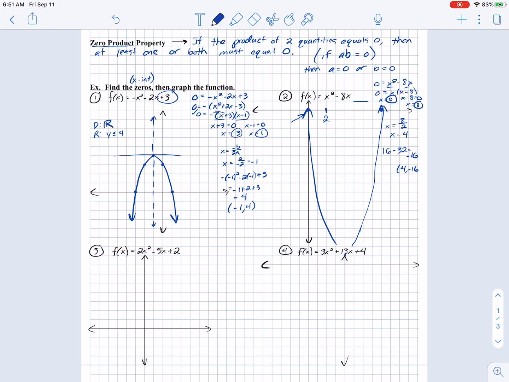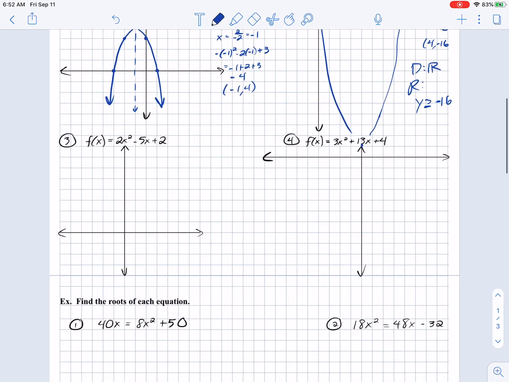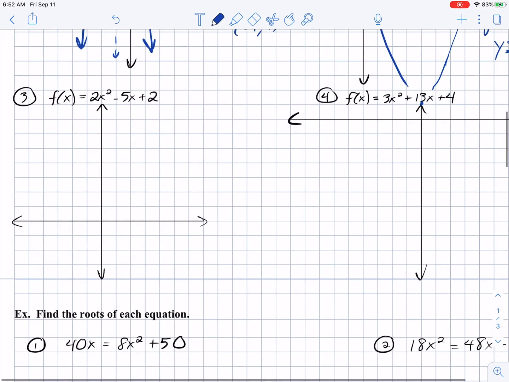Let's list the domain and range. Domain would be all real numbers. Range would be y is greater than or equal to whatever the y coordinate is of your vertex, so -16. Okay, why don't you guys try 3? 3 is tough because you're going to get some fractions for your vertex, okay? But you guys got it, and remember, the leading coefficient is not 1 here. The leading coefficient is something other than 1, so you're looking for factors of 4 that add up to -5.